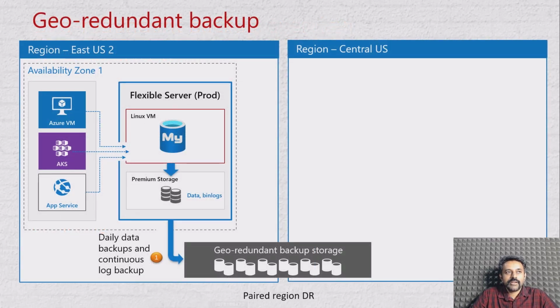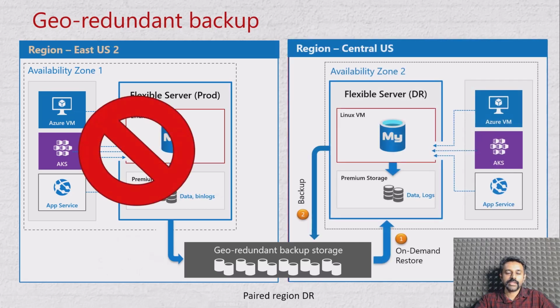So let's consider a scenario of a database server located in East US 2 in availability zone 1. We may have an application either hosted in an Azure VM, AKS cluster, or an Azure App Service. It can be any of that, connecting to the MySQL server using our premium storage, where we maintain the data and the bin logs. And you can also see the backup storage which is maintained here for that region.